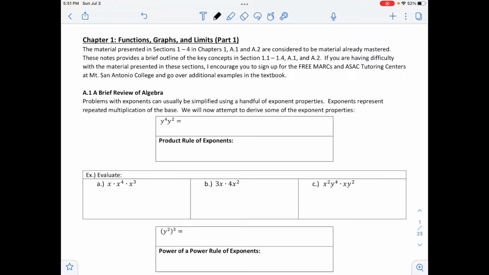If you have any difficulties with the material presented in these sections, I encourage you to sign up for the free marks or the ASAC tutoring centers at Mount SAC. You can also talk to me about these more in depth if you need extra help.